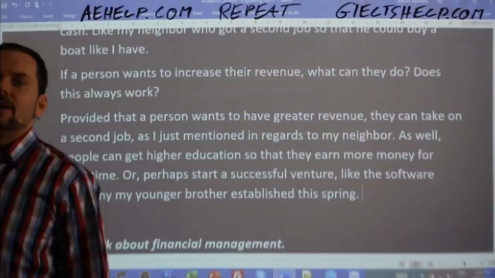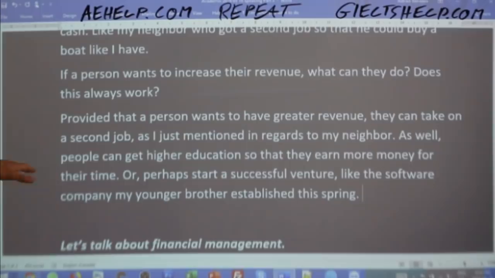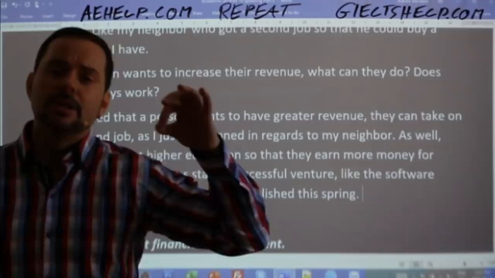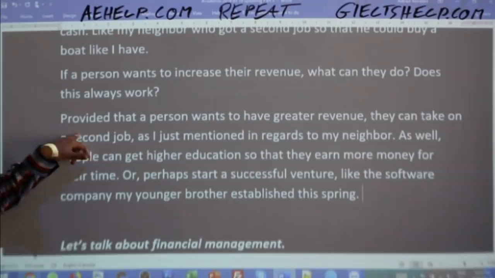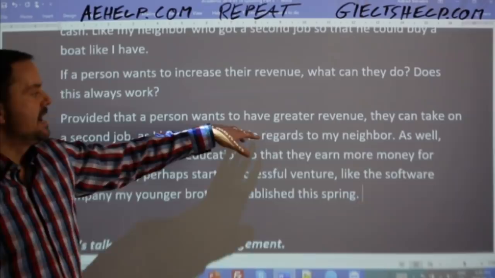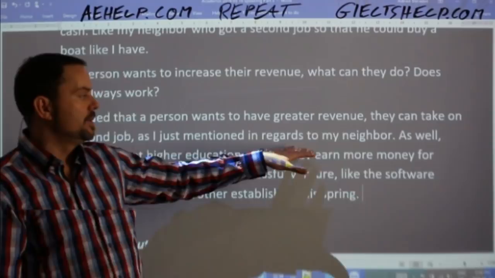Okay, there we go. So that's a good answer. That works. Repeat after me. Provided that a person wants to have greater revenue. So many students did a really good job on this where they reflected the conditional. So this is a condition. If a person wants to, what can they? And you want to show that in your answer. So use the question in your answer. Provided that a person wants to have greater revenue, they can take on a second job, as I just mentioned in regards to my neighbor. Very good job there.